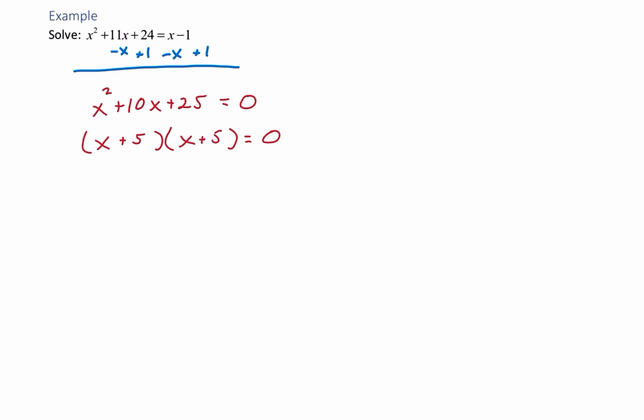Once we've factored, we'll set each of those equal to 0, and since they're the same factor, we don't need to do it twice. We can just set x plus 5 equal to 0 one time and solve. Subtract 5 on both sides, and we get x equals -5.